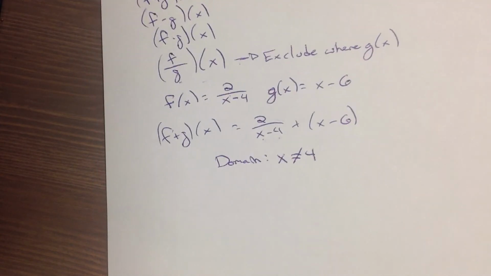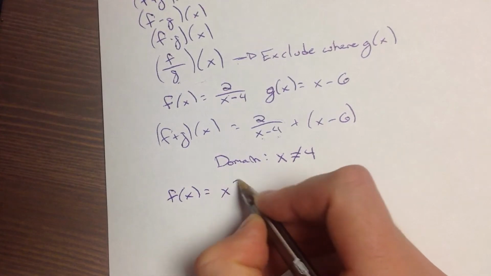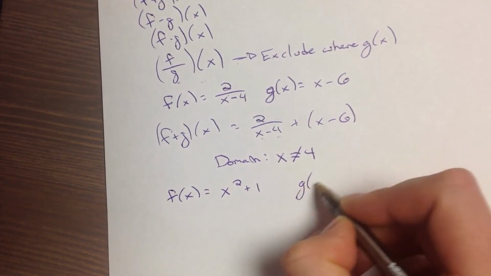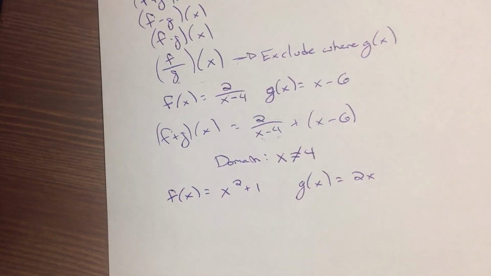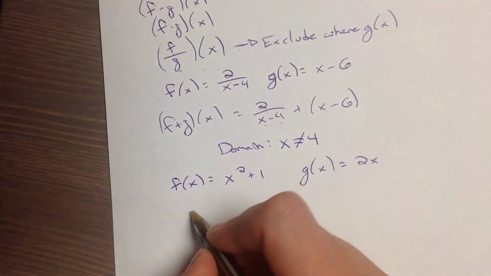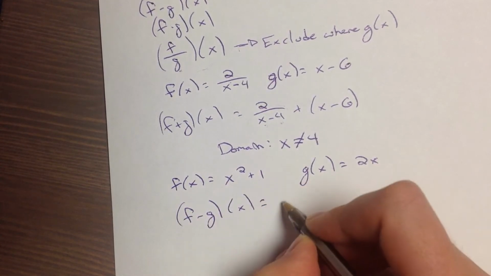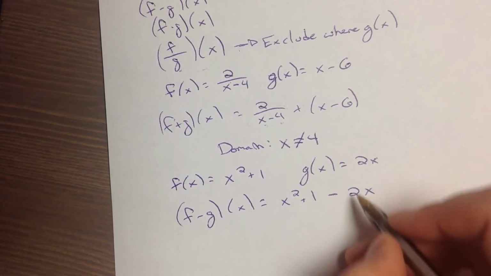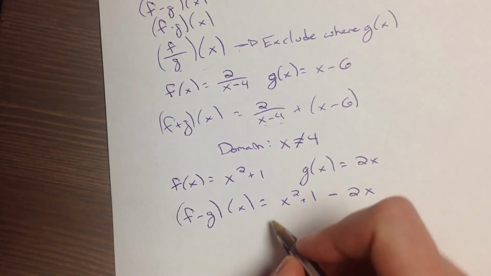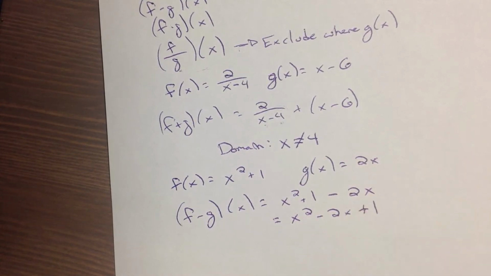Let's take a different f and g. Let's say, for example, we have f of x equal to x squared plus 1, and g of x is equal to 2x. Well, if I want to know the domain of f minus g, x squared plus 1 minus 2x, this gives me a function of x squared minus 2x plus 1, just writing in descending order.